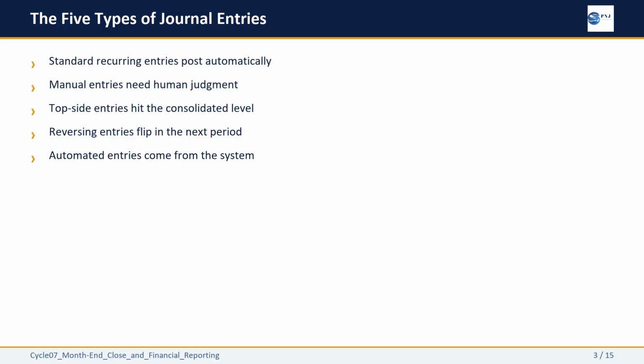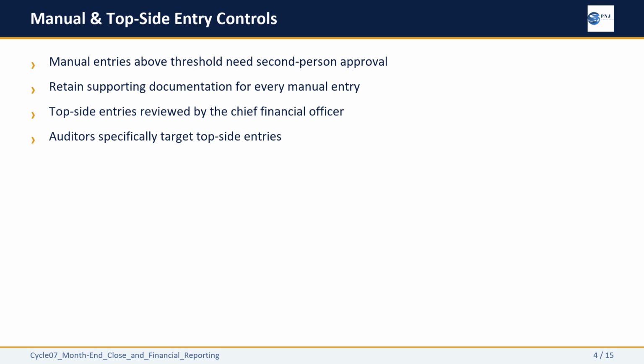Topside entries are posted at the consolidated level after subsidiaries close, and they are the riskiest of all because the potential for management override is highest there. Reversing entries flip automatically next period, and automated entries flow from the system itself. So why obsess over manual and topside entries? Because this is exactly where someone could override the numbers.